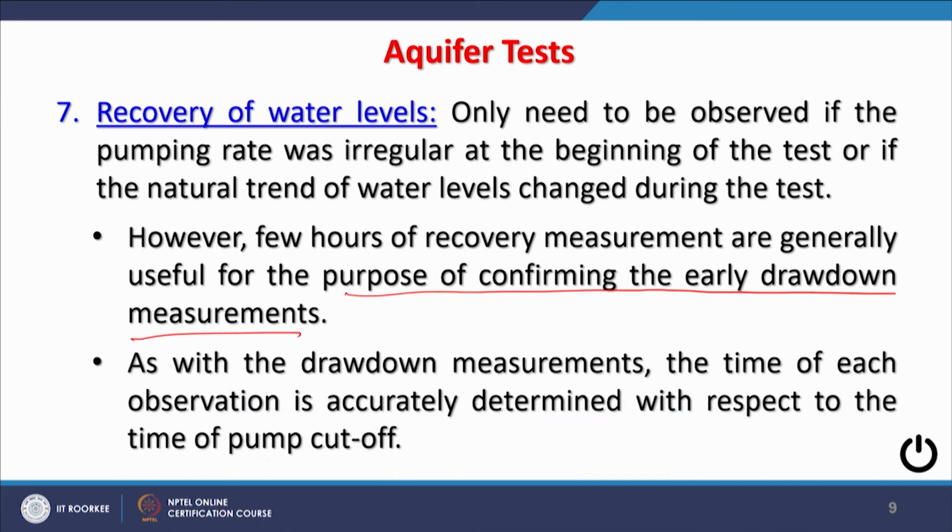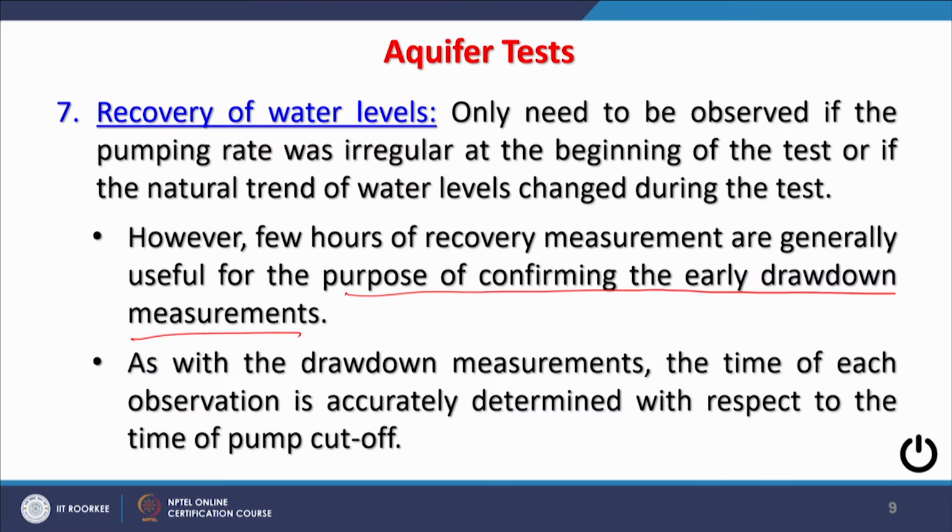And finally, with the drawdown measurements, the time of each observation is accurately determined with respect to the time of pumping cutoff. When we are pumping, things are accurately noted down in our field diary and the plot is made at the same time. Similarly, when the pumping is stopped, the same exercise is done. In a sort of reverse way, as soon as you stop the pumping that is time T0, and later on time is added, and for a few hours such measurements are done. All this information will allow us to understand many things about the aquifer and our pumping test.